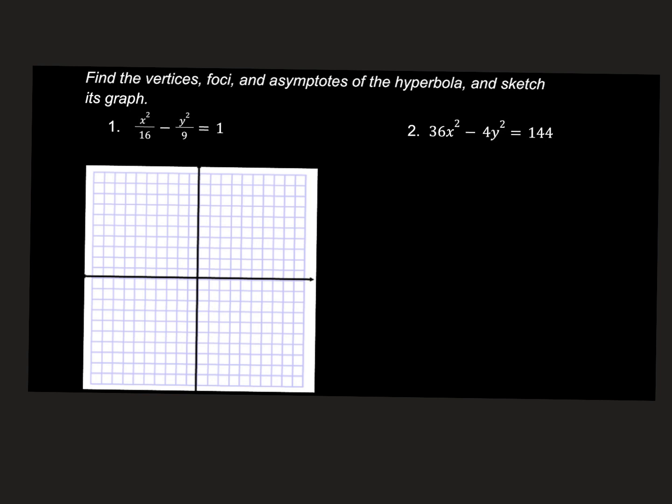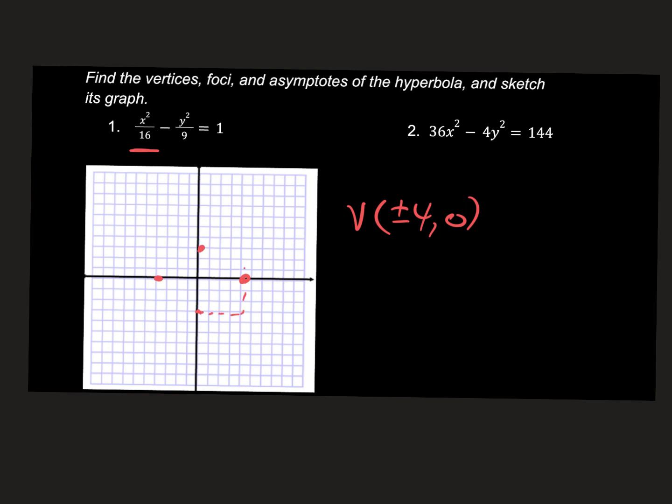First one, find the vertices, foci, and asymptotes of the hyperbola. Now, these first two, we're back to 0, 0 again. The center is 0, 0. So, number one, the vertices. Remember, in the hyperbola, the positive one, or the first variable, is the one that's the major. So I'm going to go plus or minus 4 on the major axis, 4 left, 4 right. Also going to go up 3, down 3.